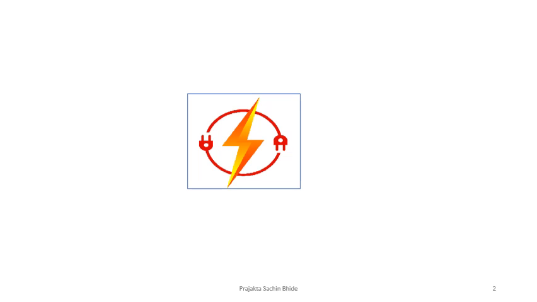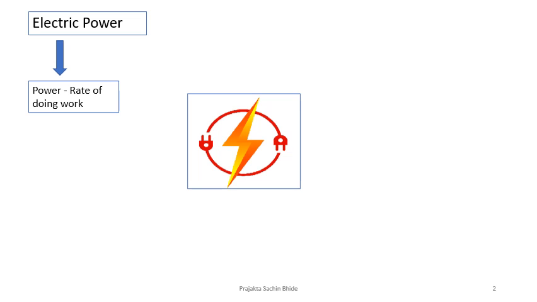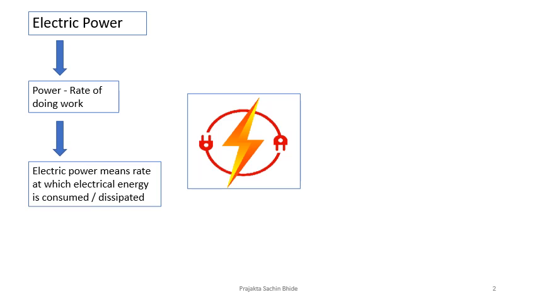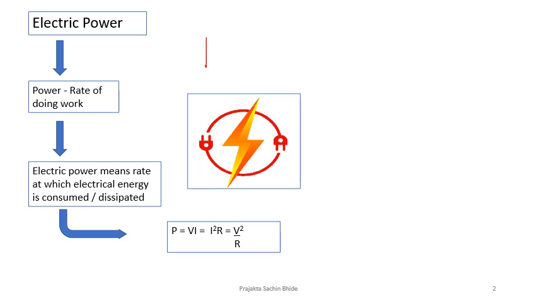What do you think is electric power? It is the rate. Any type of power is a rate of doing work. So from an electrical point of view, we will say electric power means the rate at which electrical energy is consumed or dissipated. If I want to put it into a mathematical form, I will say power means work upon time. If you remember this, power P is equal to work divided by time.